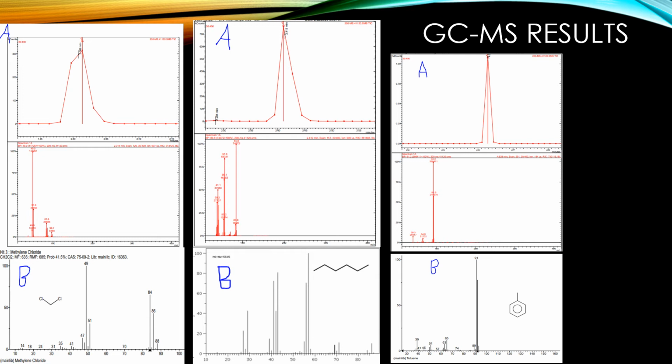And the one on the far right, we have image A, the last peak of the chromatogram's spectrum. The enhanced version shows the different properties of the peak. Image B is a close match to A1, which is toluene.